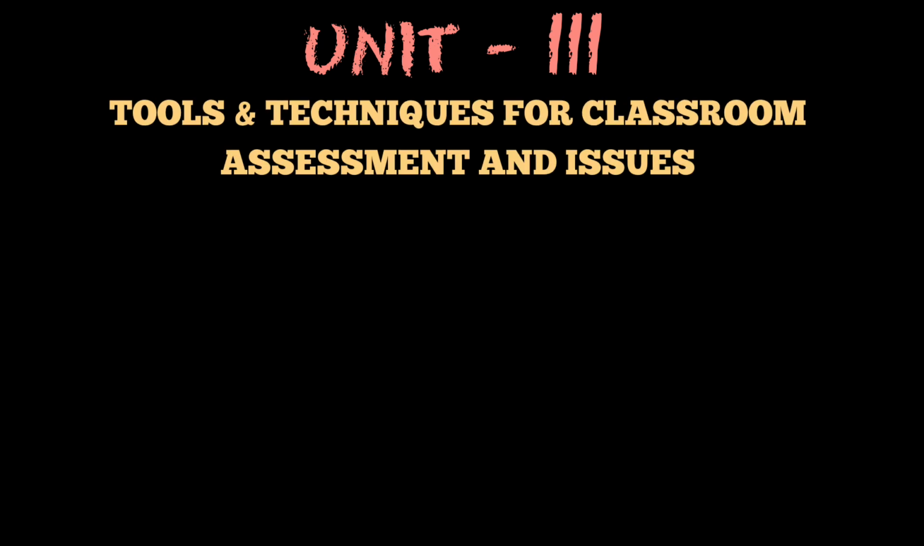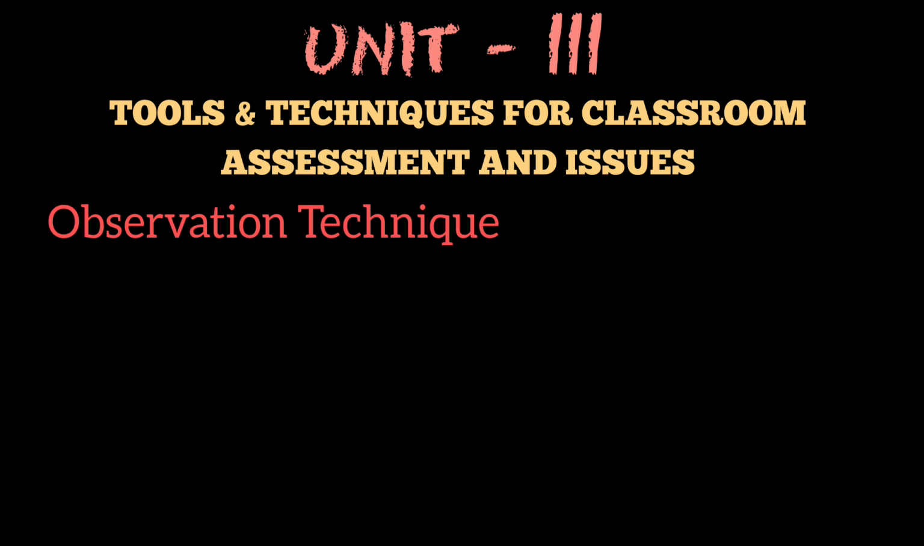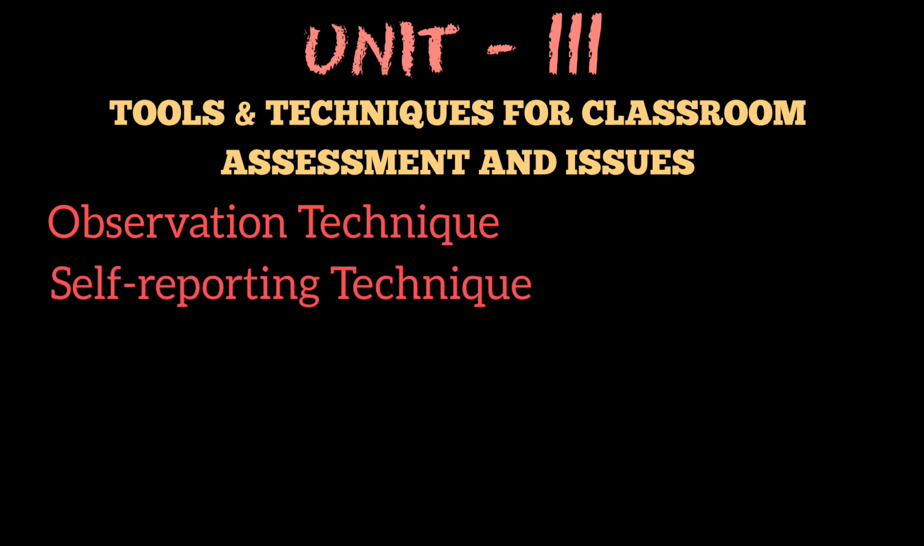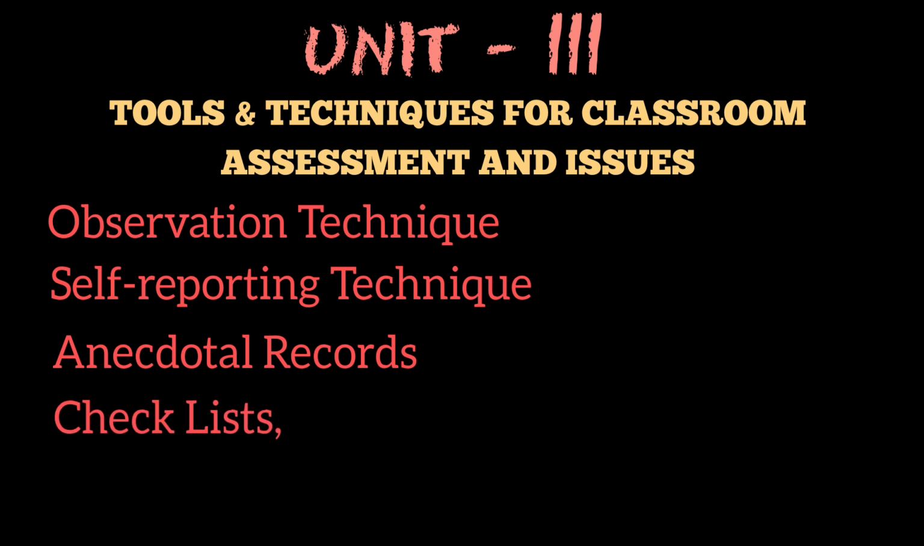Unit three is tools and techniques for classroom assessment and issues. There are many tools. Observation technique, where the teacher can observe students' performance. Self-reporting technique, anecdotal records. Anecdotal records means the history of the student, his parents and his locality and how he has performed on various occasions. Then checklist. I will give an example. If I ask whether you have a washing machine at your home, and you say yes or no, that is a checklist. Whether you are having it or not, that is a checklist.